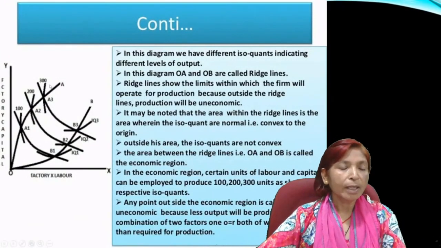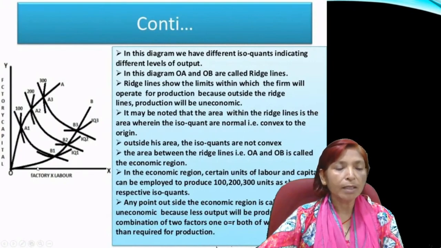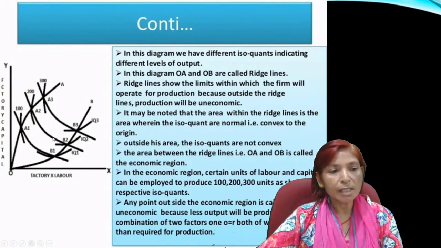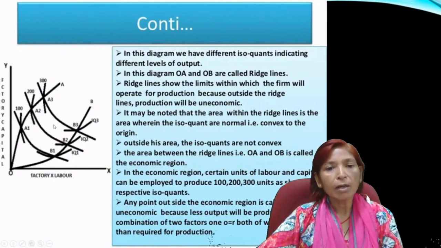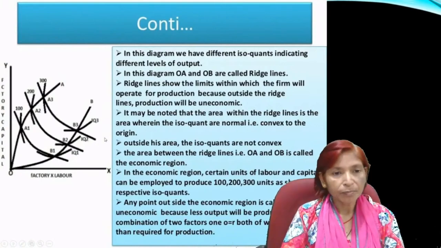One ridge line shows that the marginal productivity of capital is 0, and the other ridge line shows that the marginal productivity of labor is 0. And these three are isoquant curves, which are always convex to the origin or downward sloping. And the area in between these ridge lines is called the economic region or economic profit points.